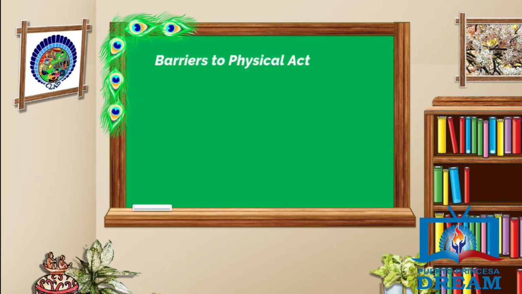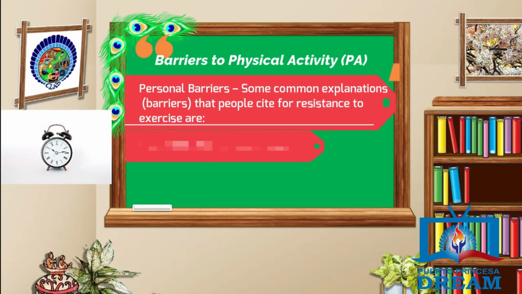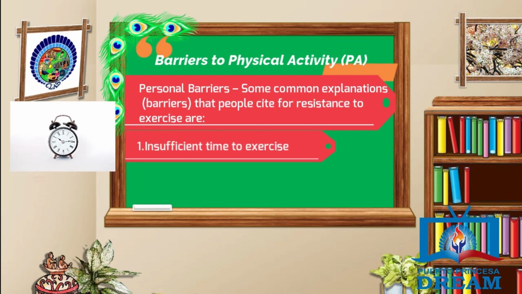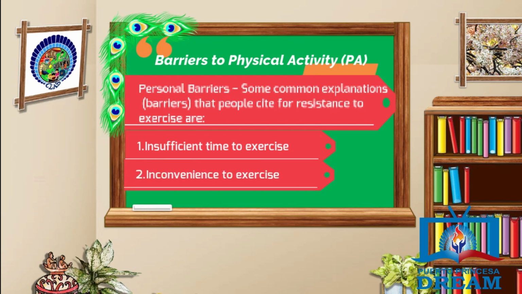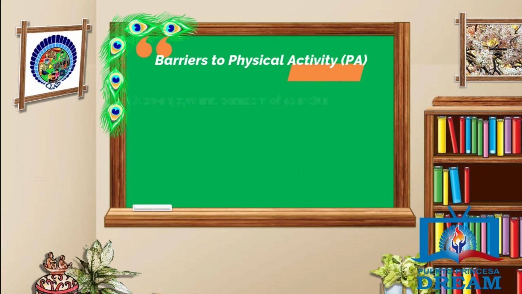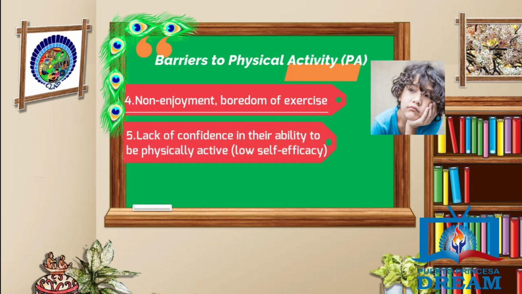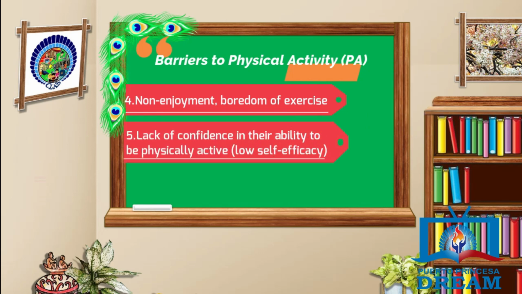Barriers to physical activity. Personal barriers. Some common explanations that people cite for resistance to exercise are: 1. Insufficient time to exercise. 2. Inconvenience to exercise. 3. Lack of self-motivation. 4. Non-enjoyment, boredom of exercise. 5. Lack of confidence in their ability to be physically active, low self-efficacy.